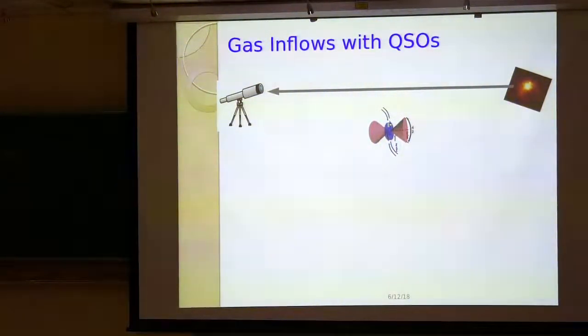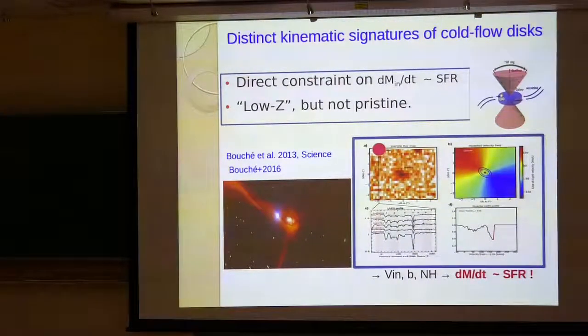And I want to illustrate some of these cases now. We study gas inflows, the gas that's coming in at large impact parameters but aligned with the disk of the galaxy. This is one paper that we did a couple of years ago in Science, where at redshift 2 we were able to compare the kinematics of the galaxy, the rotation curve, with the kinematics you expect at 25 kiloparsecs away from the galaxy.